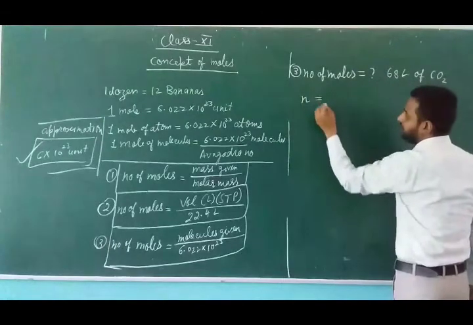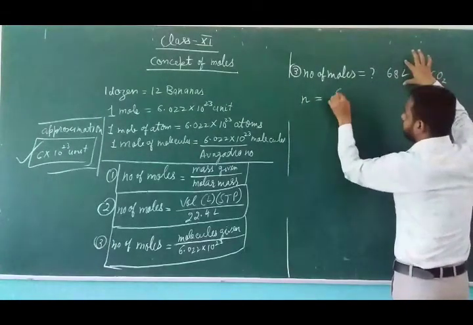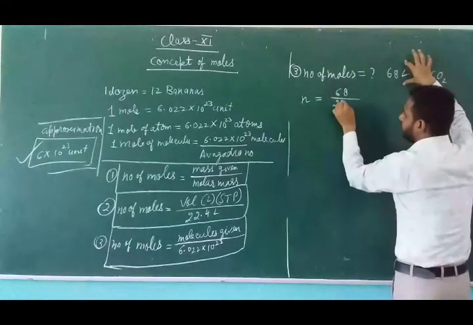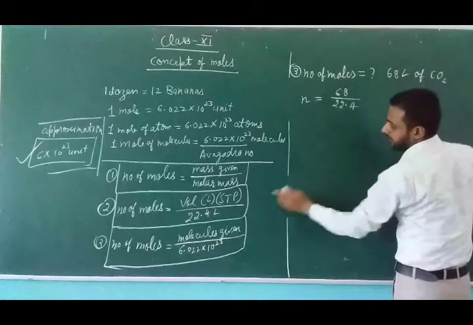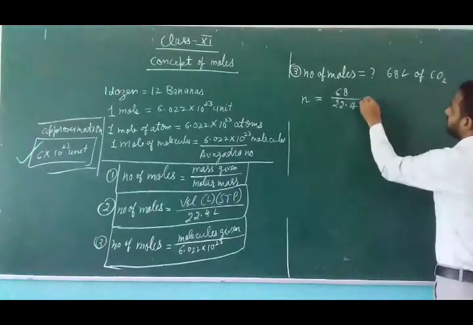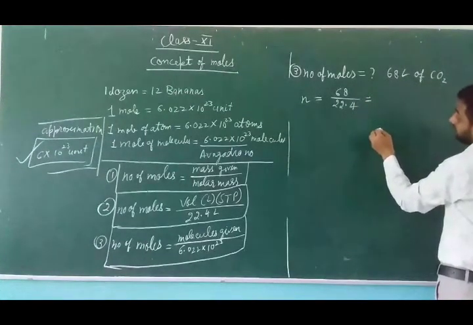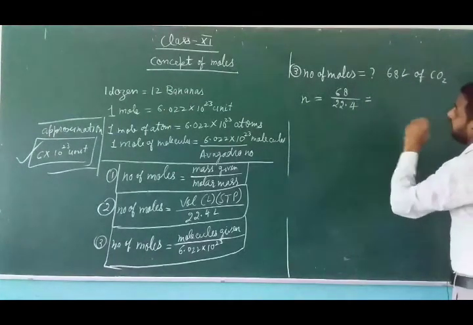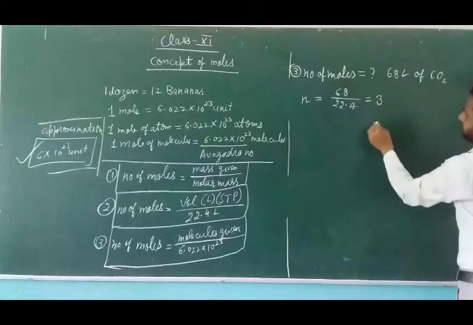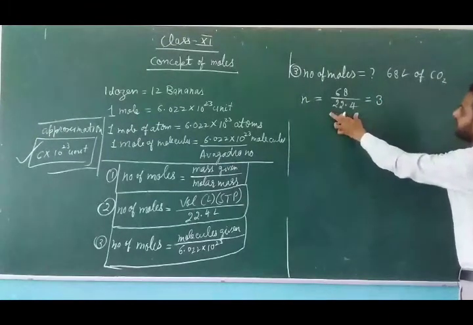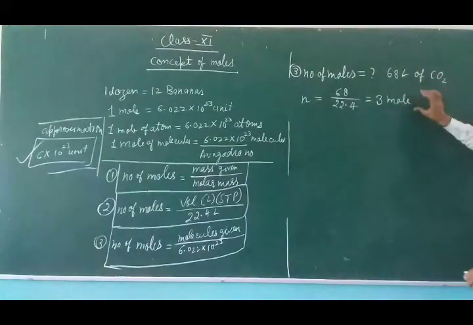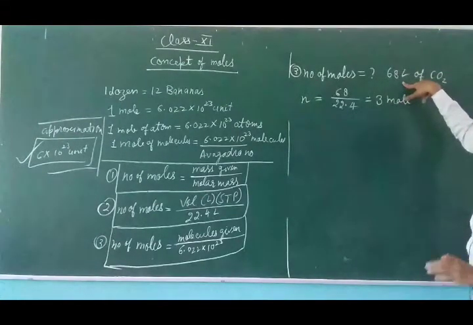Number of moles is equal to volume upon 22.4 at STP. Volume is 68, so 68 upon 22.4. So the number of moles we can calculate. Here it will be about 3 moles. When we calculate by approximation, we get approx 3 moles of CO2 present in 68 liter of CO2.